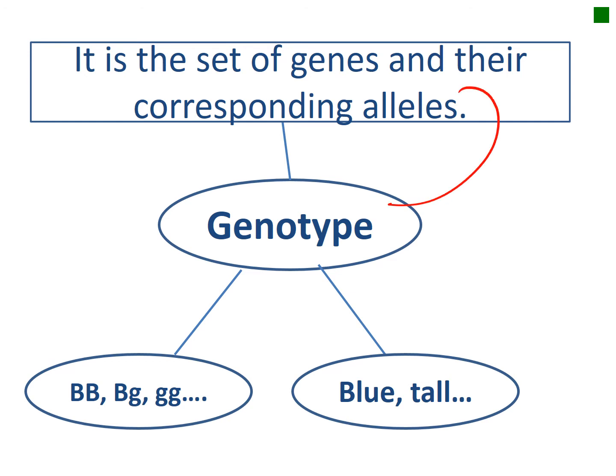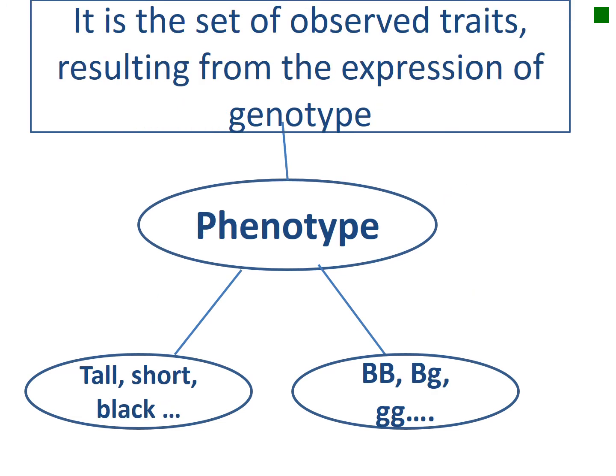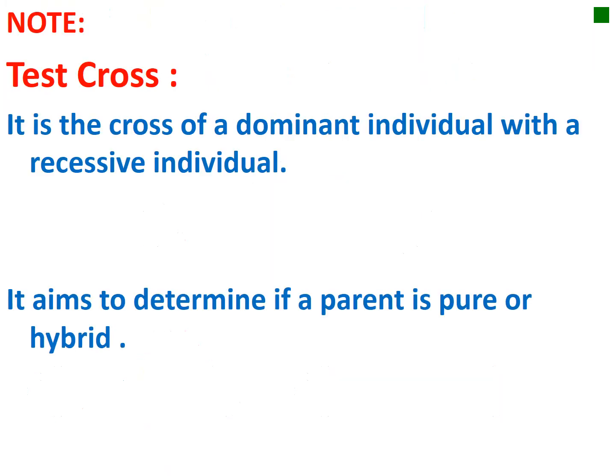Genotype: definition and example. The definition of genotype is the set of genes and their corresponding alleles, while phenotype is the set of observed traits resulting from the expression of the genotype, like tall, short, black, and so on. These are the phenotype. And here we move to the types of crosses.